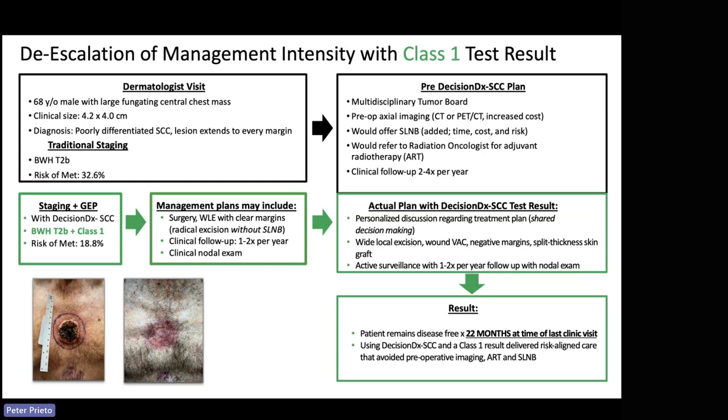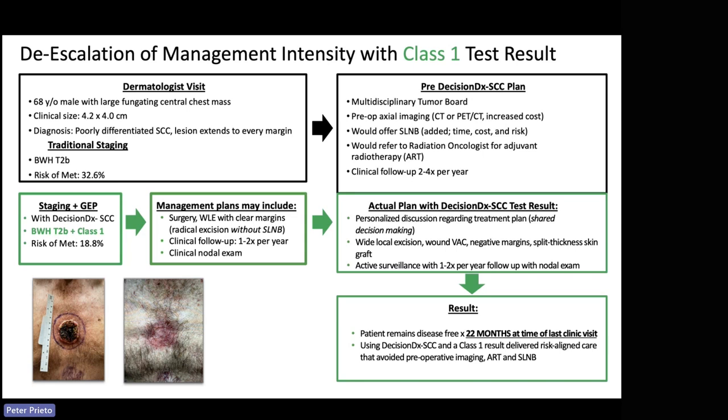Since this patient is still at elevated risk of metastasis, because we know that he's lowest risk doesn't mean he's of zero risk, but he is of lowest risk. How do we follow this patient? Well, we continue to see him about 1 to 2 times per year. We see him regularly with full exam, but again, we're able to avoid preoperative imaging, sentinel node biopsy, and adjuvant radiotherapy that would be suggested by a T2B patient.